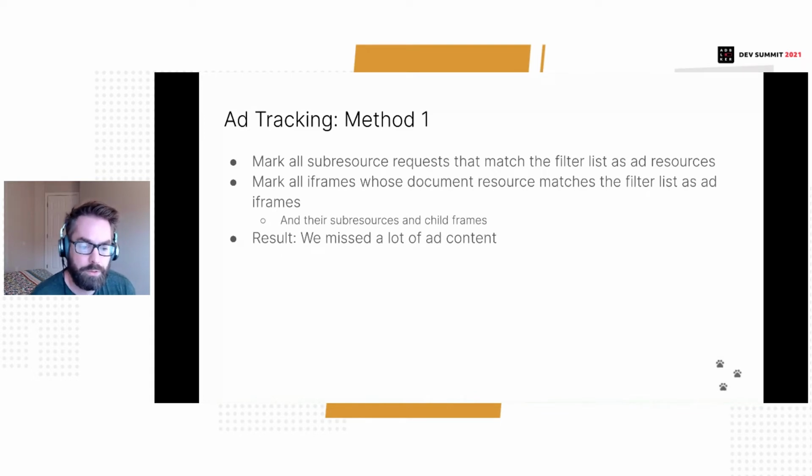So our first naive approach to trying to tag ad resources on a page was the simplest. Just apply the filter list to all the navigations and requests, like we would for filtering, and instead of filtering, just mark those resources as being ad related. Cutting to the chase, this didn't work well at all.